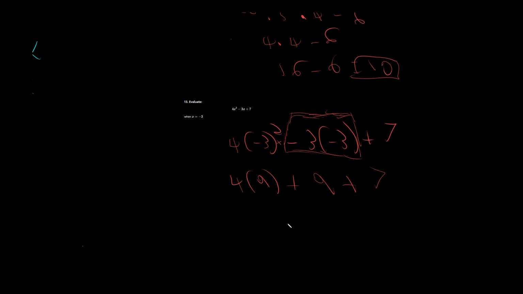4 times 9 is 36, plus 9, plus 7. We get 45 plus 7, which gives us 52. I hope that's right. Yep. Okay.